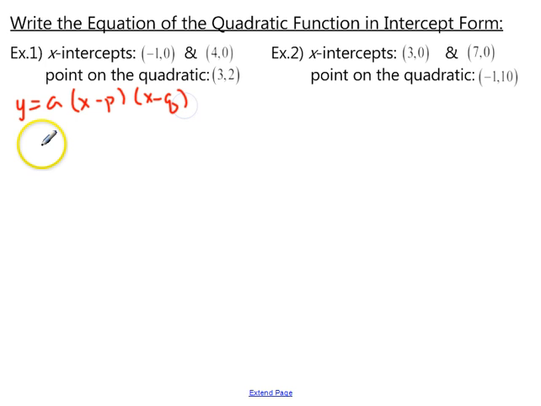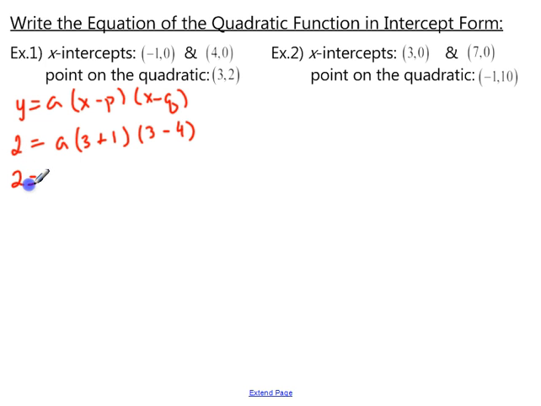Now let's substitute in our values. Remember, the x-intercepts go in for p and q, so this changes to a plus 1, and this is a minus 4. A is what we're looking for. Our y-coordinate is going to be 2, and our x-coordinate is 3. So again, make sure you substitute all your numbers in the correct places.